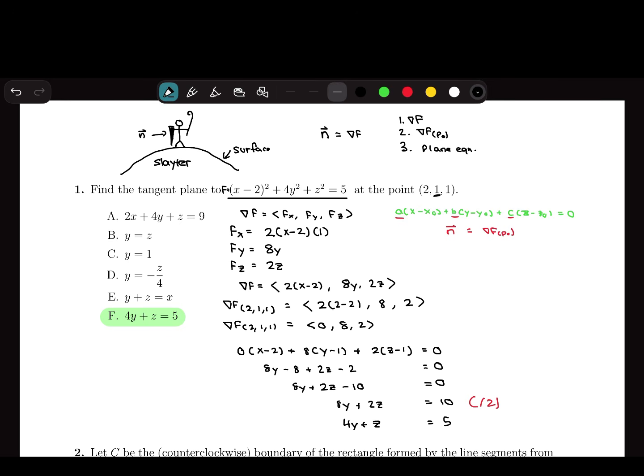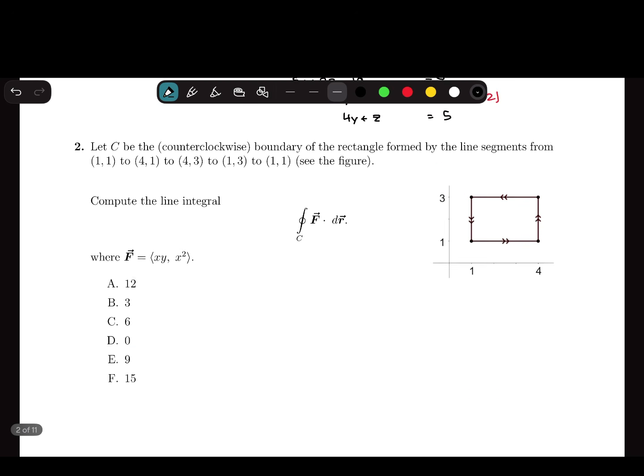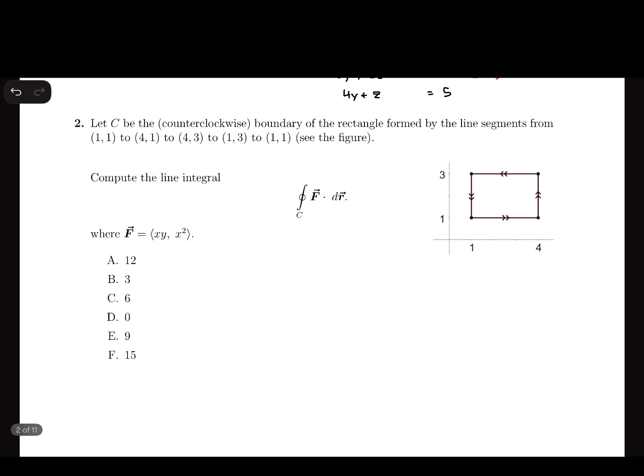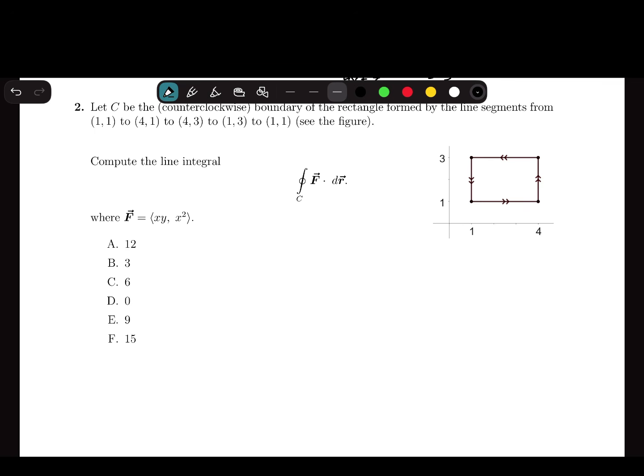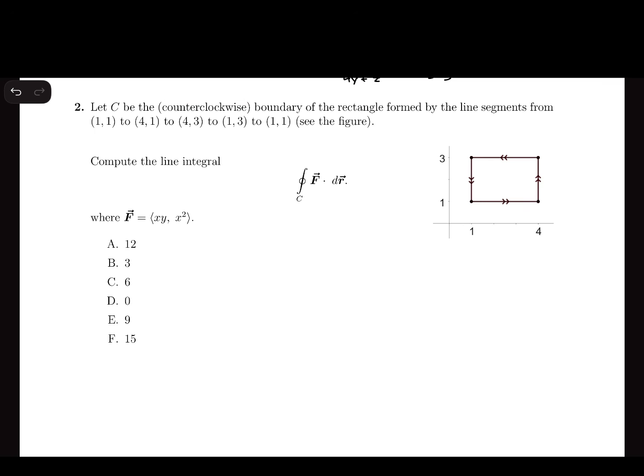Okay, moving on to question number 2. So question number 2 gives us this rectangle, and it asks, let C be the counterclockwise boundary of the rectangle formed by the line segments from point (1,1) to point (4,1), (4,3), (1,3), back to (1,1). And they give us this nice little figure right here. Very nice of them. They want us to compute the line integral of the circulation, of vector F dot dr, where vector F is the components xy, x squared.